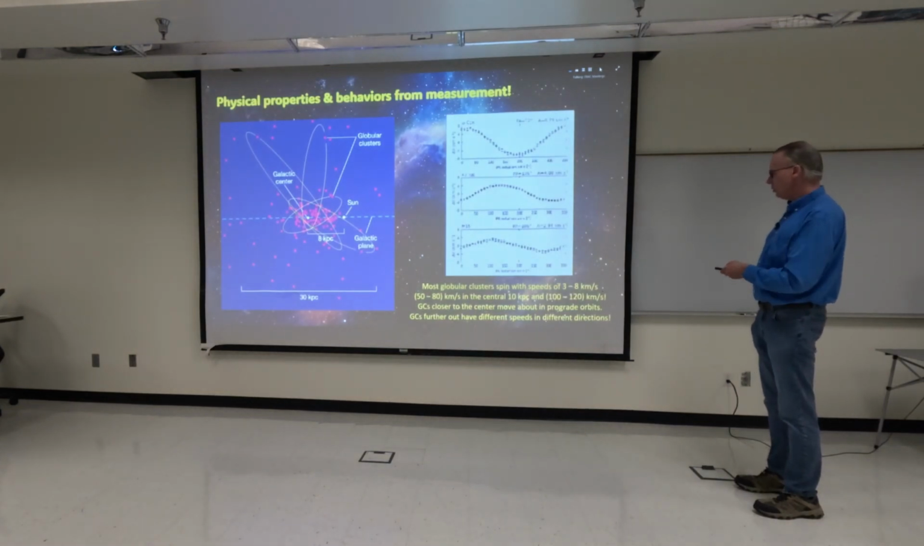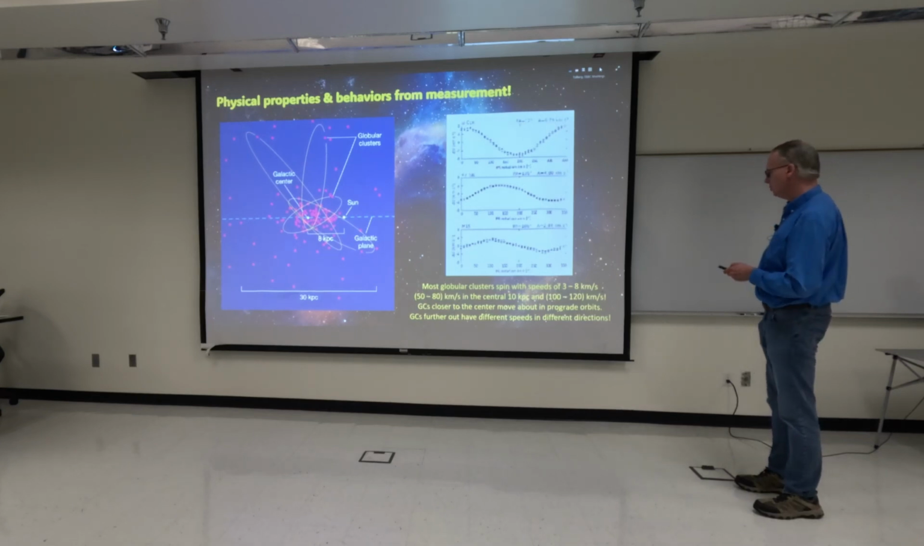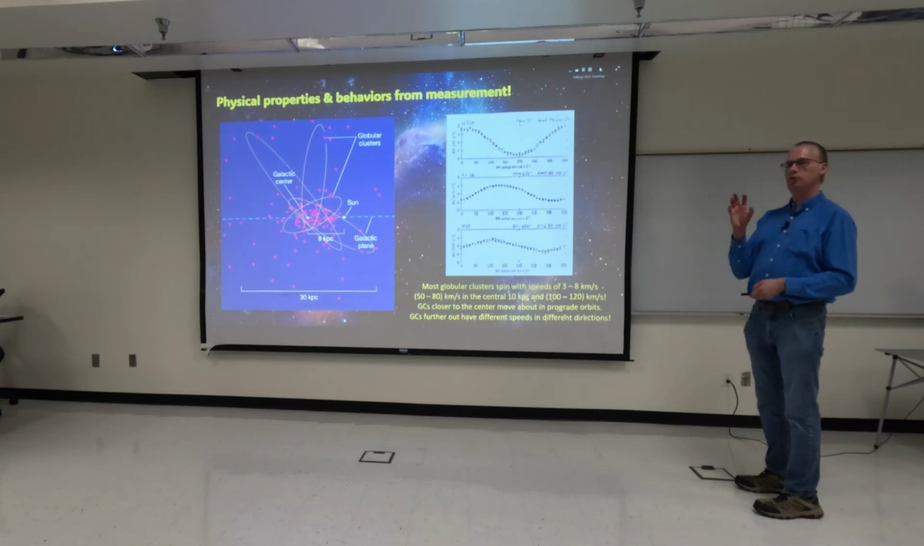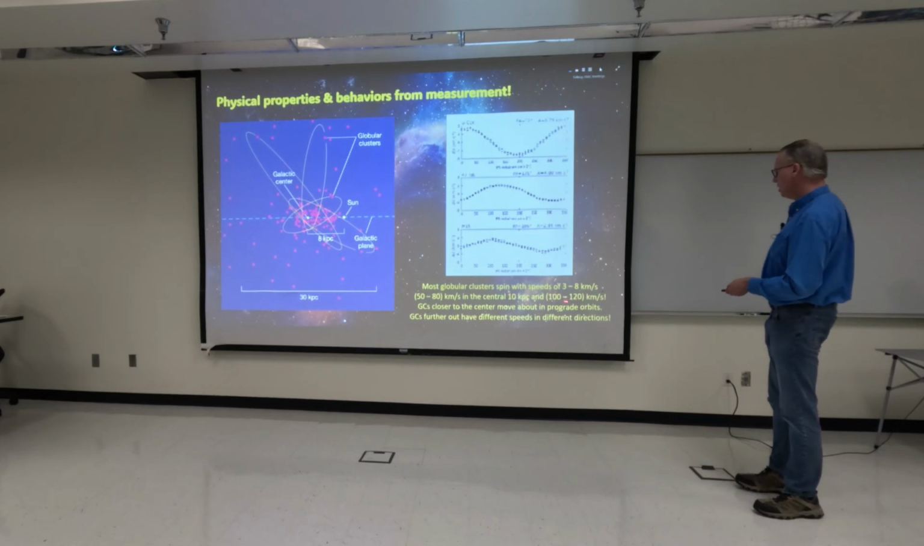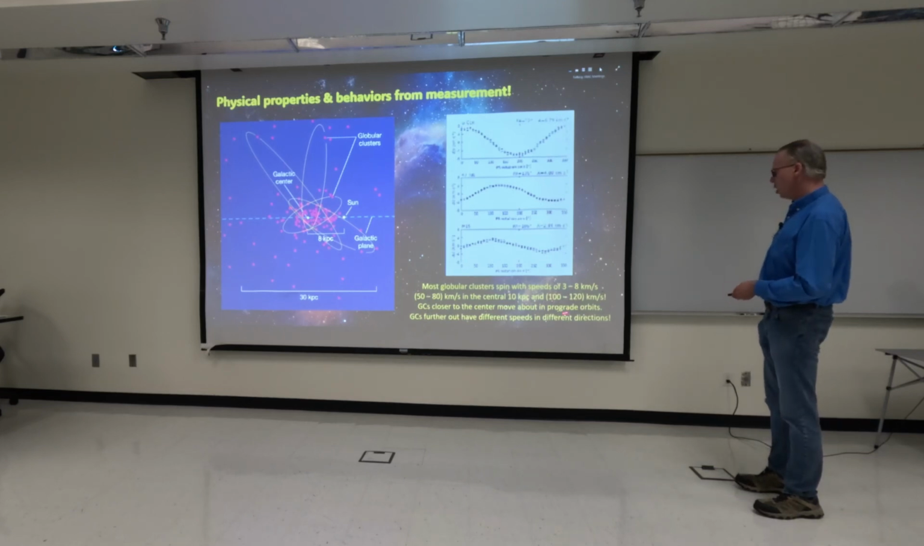So we have most globular clusters spinning about their axes at around 3 to 8 kilometers per second. That's just how the stars are spinning around. As we get towards the central 10 kiloparsecs, the speeds get higher, about 50 to 80 kilometers per second. And as we get into the inner region where we have the white dwarfs, the speed is a lot higher, between 100 and 120 kilometers per second. And they all move in prograde orbits.